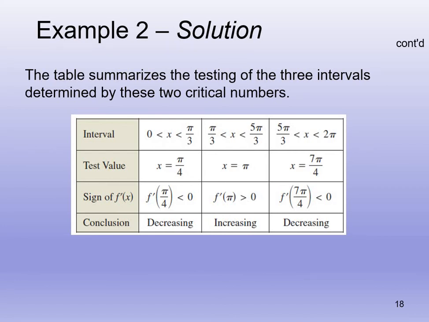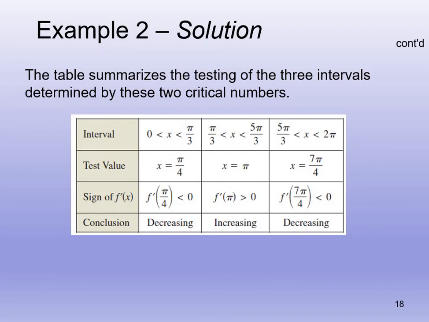All right, let's do the second test interval, pi over 3 to 5 pi over 3. Let's arbitrarily pick pi. It's a good value to use as our test value in that interval. So when we substitute pi into the derivative, f prime of pi ends up being positive. It's greater than 0. So that tells us the function is increasing on the interval from pi over 3 to 5 pi over 3.